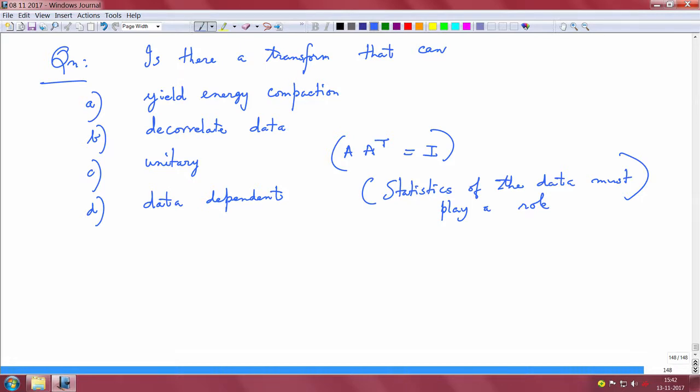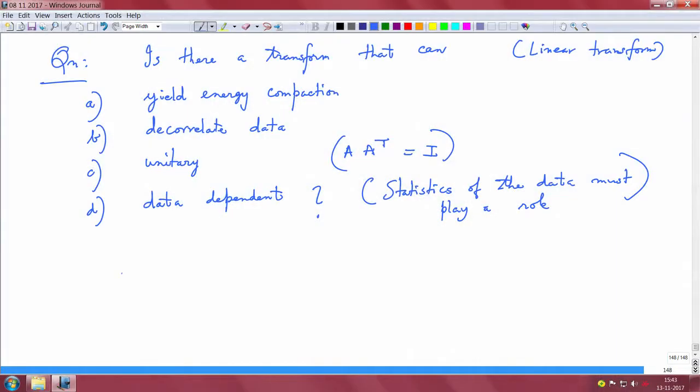Okay, if you pose these problems, I need a transformation, and I would make it more specific as a linear transformation, because we like to play with linear operators. We need a linear transformation that can do all the following: it should be able to do energy compaction, decorrelate data, maintain unitariness, and it should be data dependent. If you satisfy all these things, then we have a transformation, right?